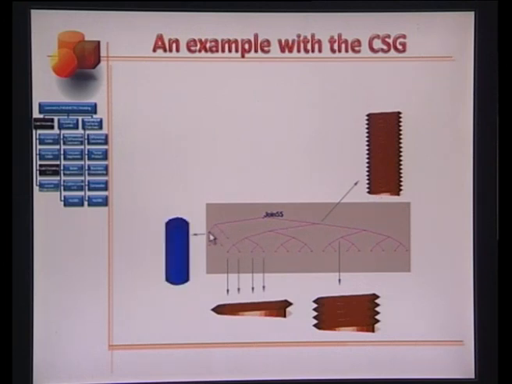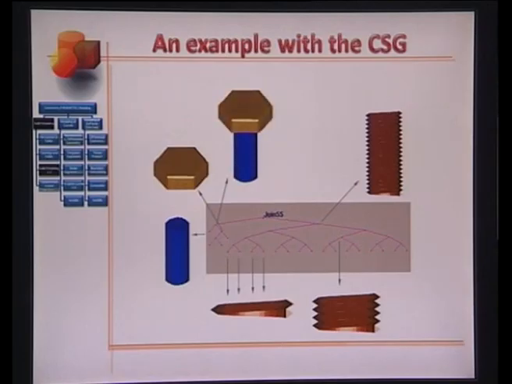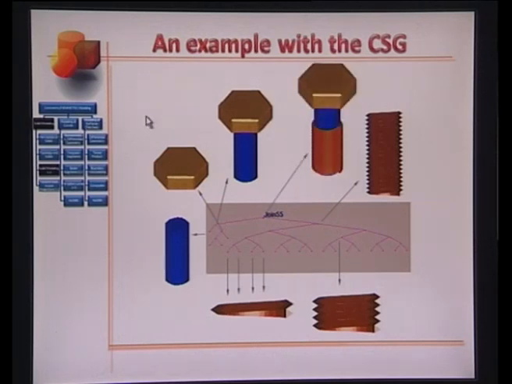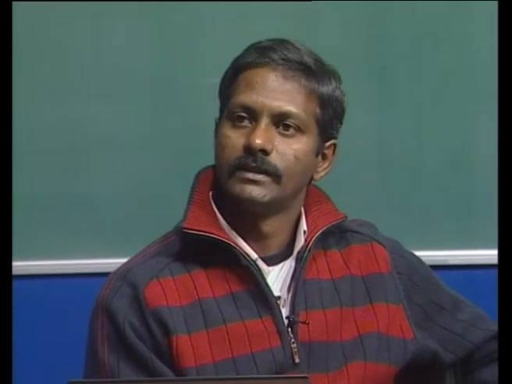This node here represents a cylindrical primitive, which is the shank of the bolt. This node here represents the hexagonal head of the bolt. They can be joined together to get this intermediate result, and these two results can be joined together to give me a hexagonal bolt. In a similar manner, one can think of constructing very complex solids with very complex features.